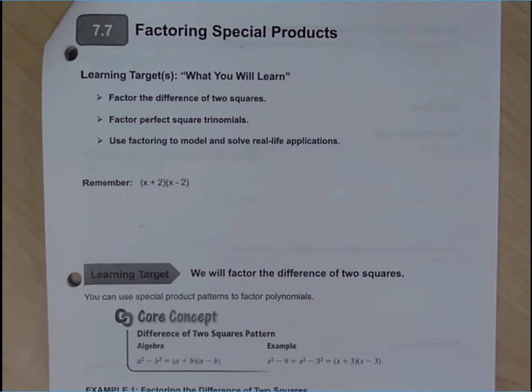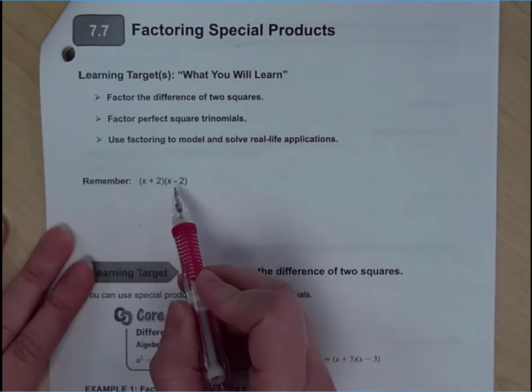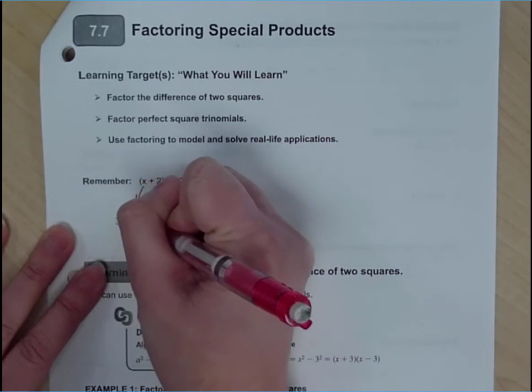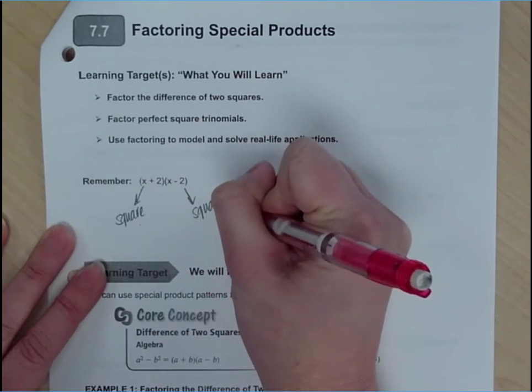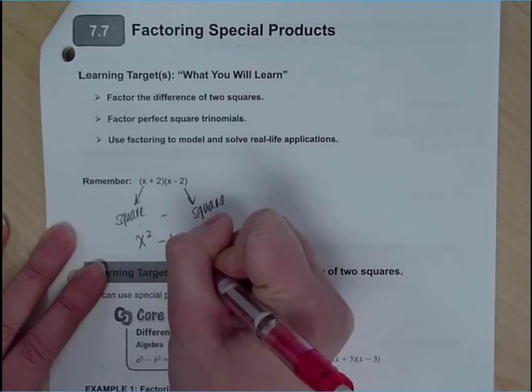Okay, today's lesson we're going to learn about factoring special products. If you recall in our previous lessons, we talked about perfect squares and the difference of two squares. If you remember, when we had x plus 2 times x minus 2, to quickly multiply it, we squared, squared, and subtracted. So that gave us x squared minus 4.